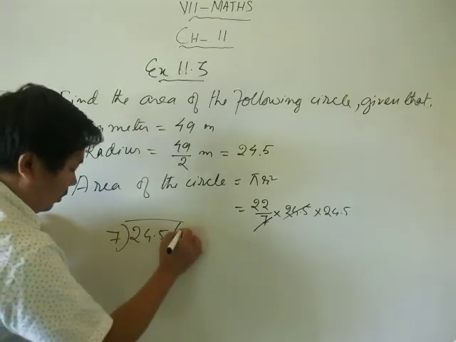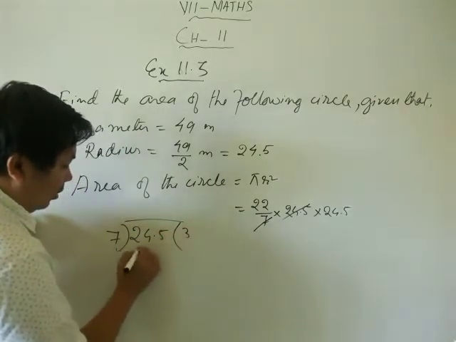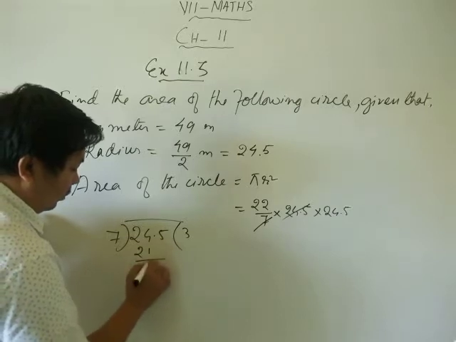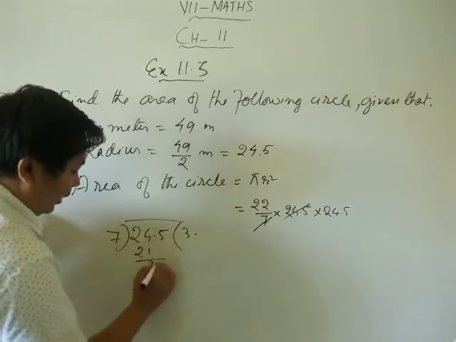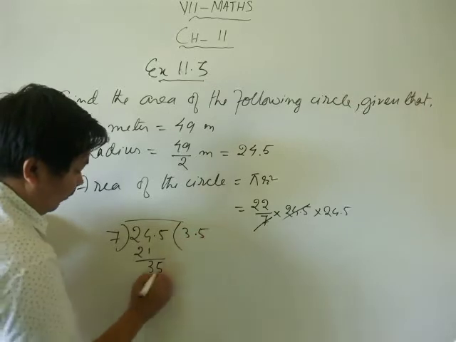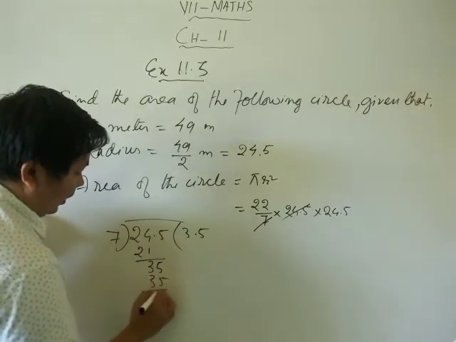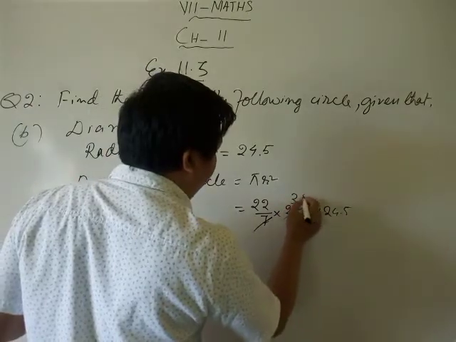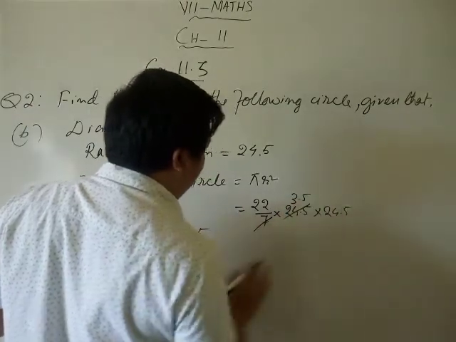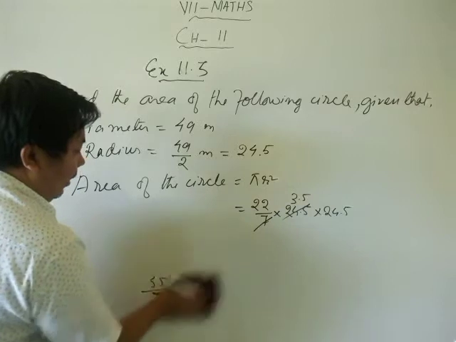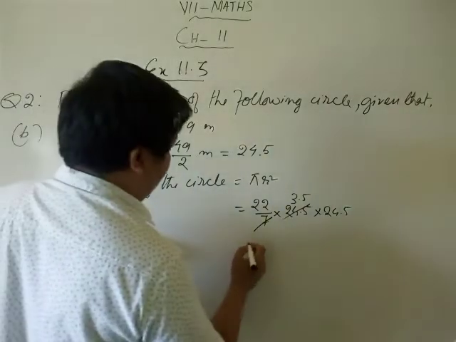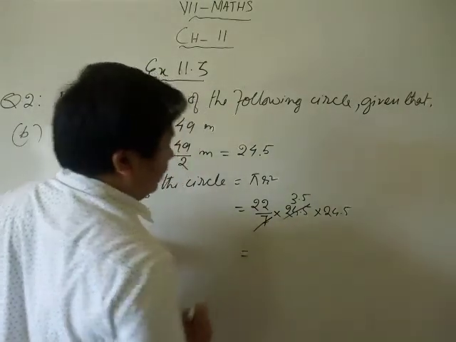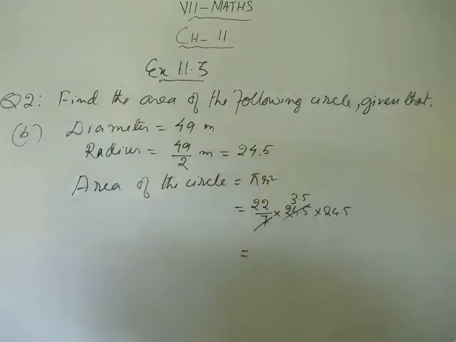7 3s are 21. 3 point, and you're getting here 5. And 7 5s are 35. Yes. So we are getting here 3.5. So if you multiply all this, you will get the area exactly, isn't it? So let us find out how much we are getting here.